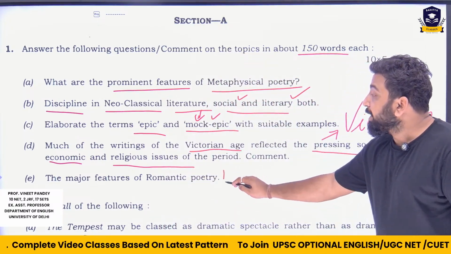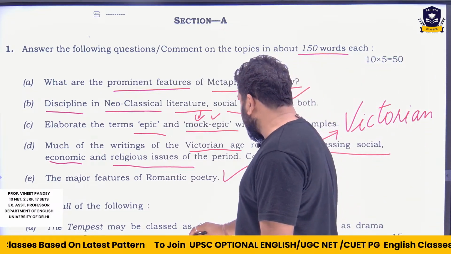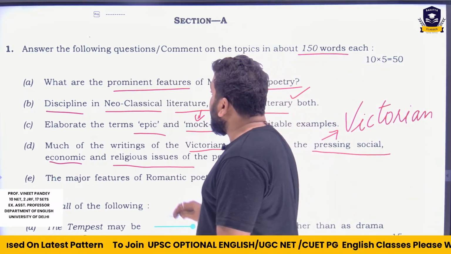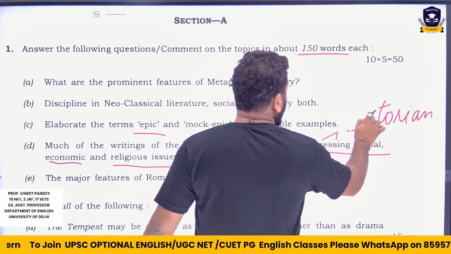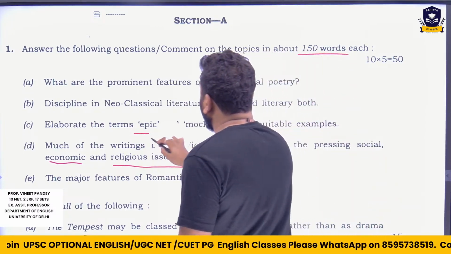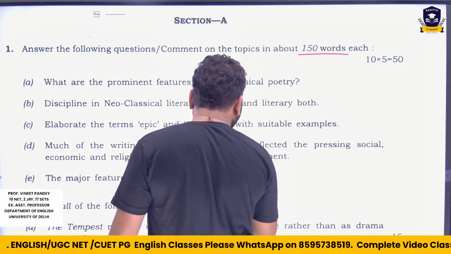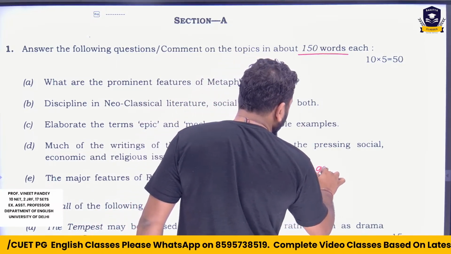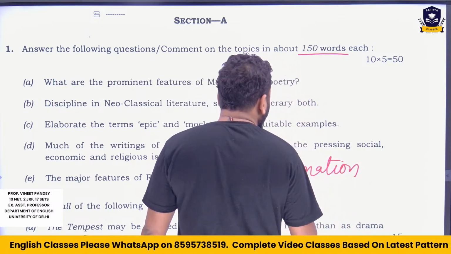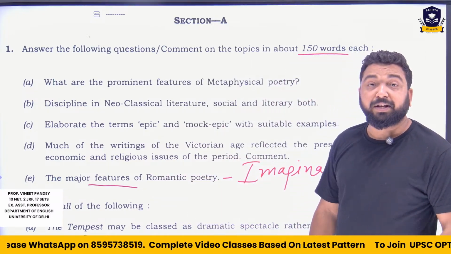Then, the major features of romantic poetry. So we all know that when romanticism came to England in 1798, it came because of the German philosophy of Sturm und Drang and the French Revolution. But here, as I have taught in my classes, the most important fundamental factor of romantic literature is imagination. Imagination is one of the most important characteristics.